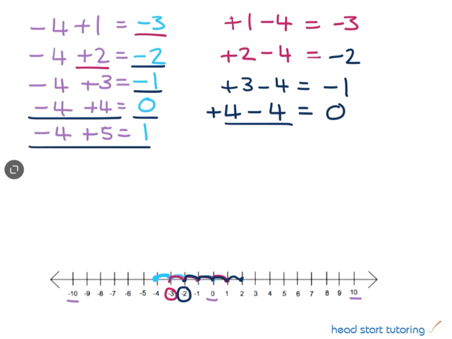In the same way, we can work with +5, or just 5, minus 4, and that will again give us an answer of 1, in the same way that -4 plus 5 gives us an answer of 1.